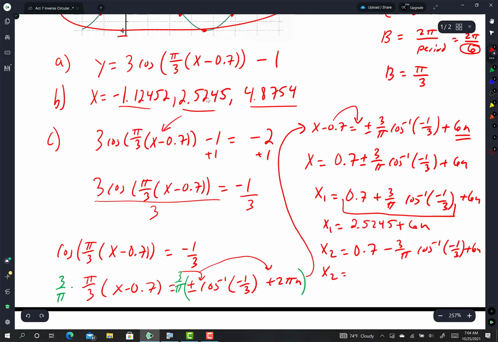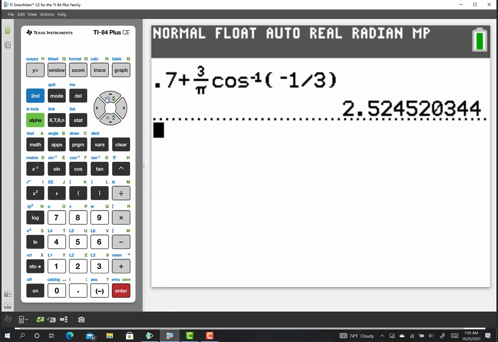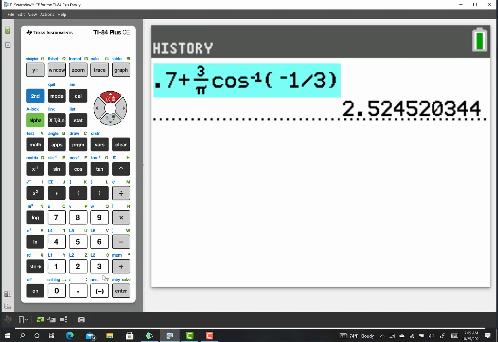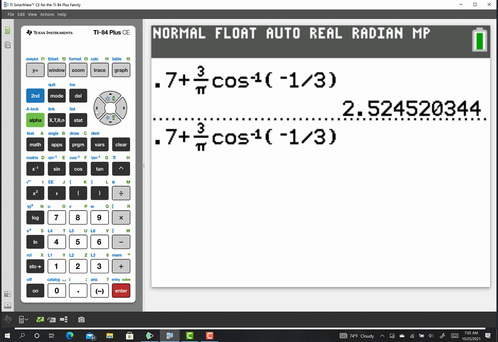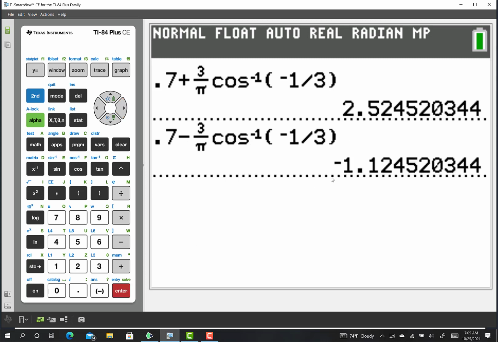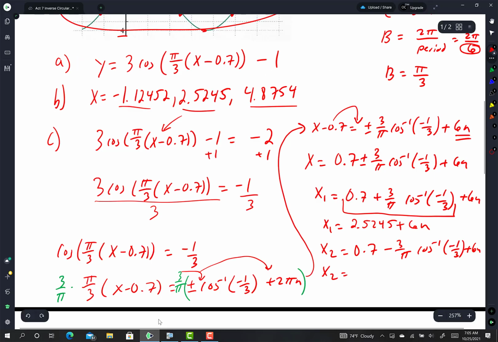And then x2 equals 0.7 minus 3 over pi arc cosine of negative 1/3 plus 6n. So I'm just going to subtract. I scroll up, push enter, and then just change the plus to a minus, guys. I'll push minus, I'll push enter, and there it is, negative 1.1245, which is the very first one. Negative 1.1245 plus 6n. So this is what you call the general solution.